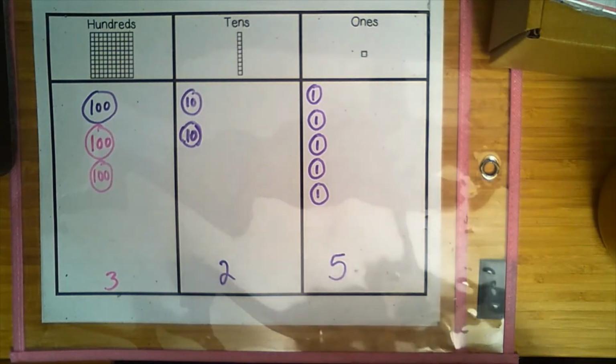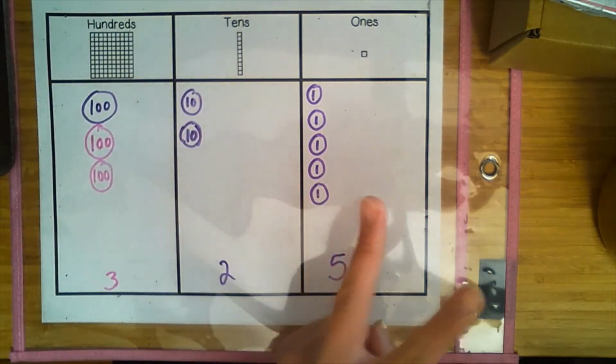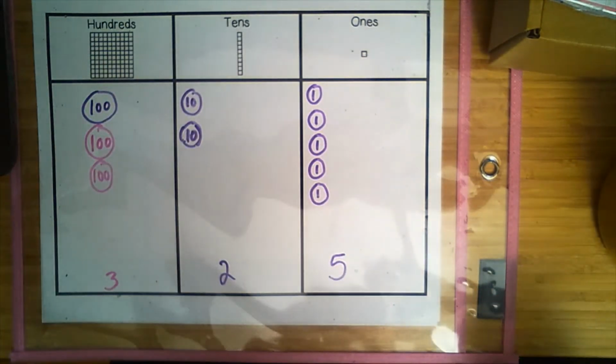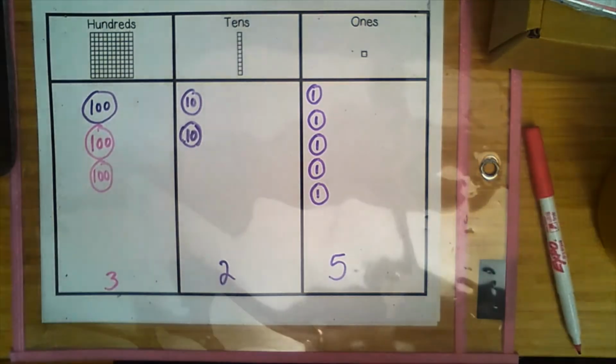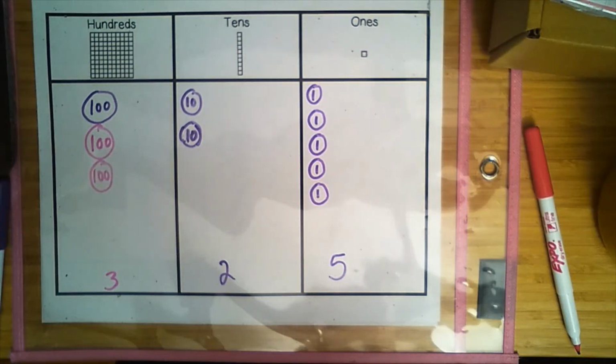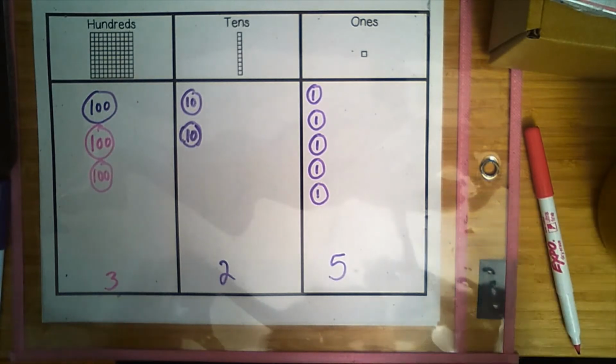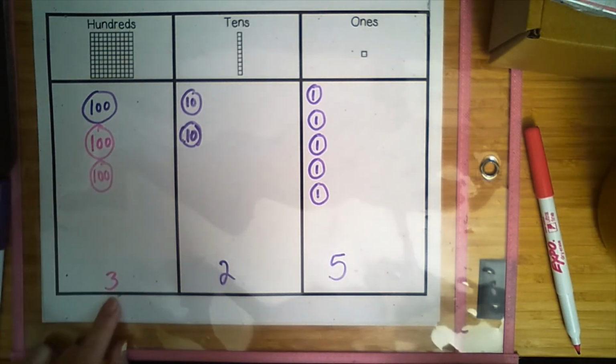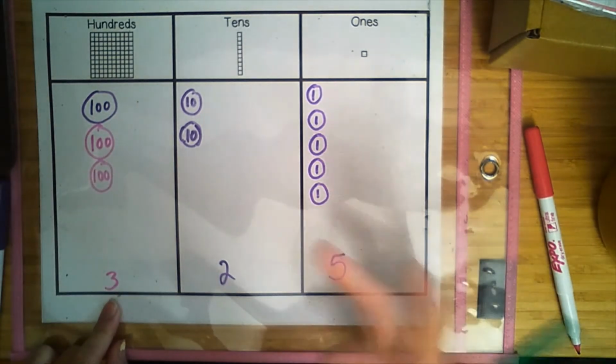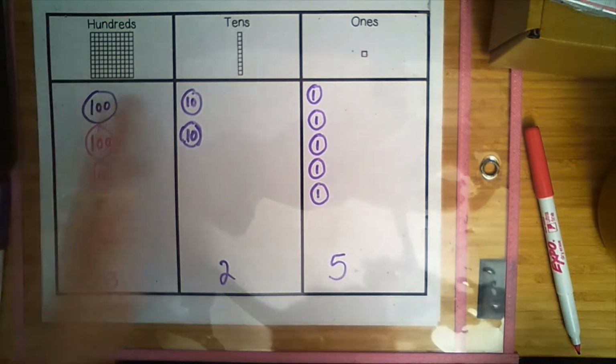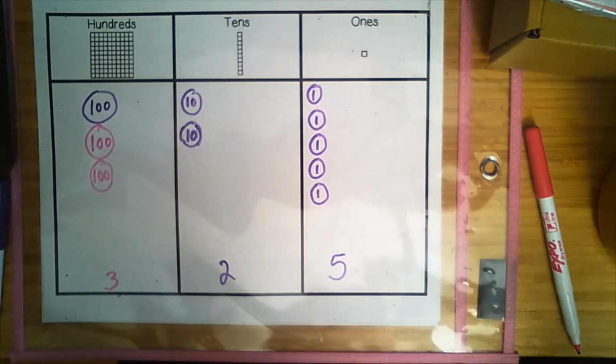I'm thinking about adding 2 more hundreds. What will happen to the number when I add 2 more hundreds? Great. The number in the hundreds place will get bigger. So this number will get bigger by 2, and the whole number will get bigger by 200.